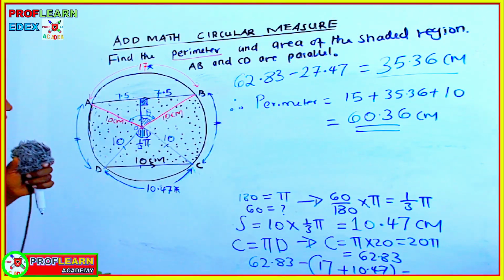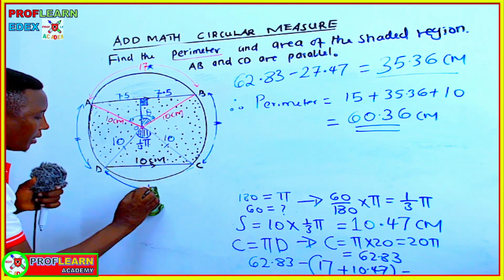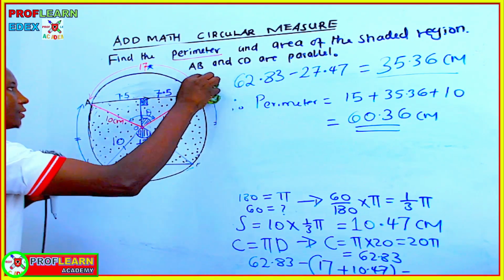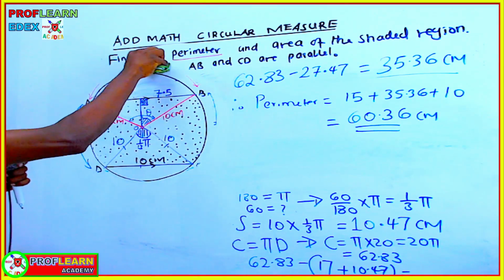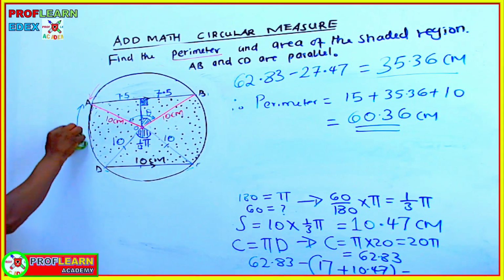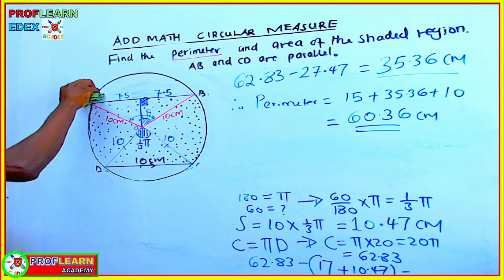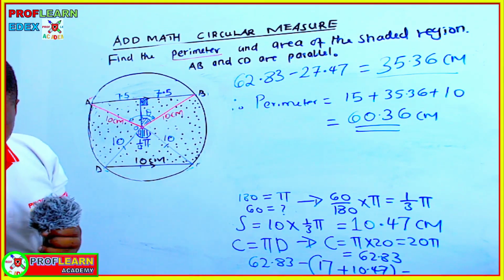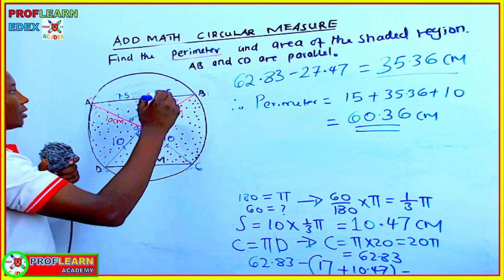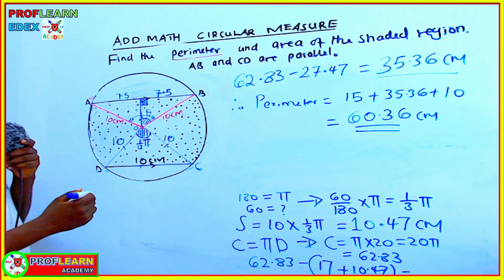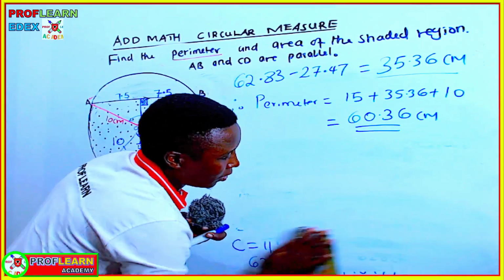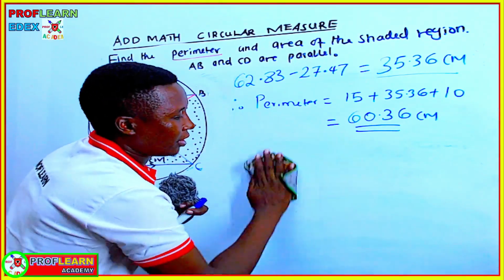Now the next part that we need to do is to work out the area of the shaded part, the area of the shaded region. Let's see what we can do in that case. We have C at this point. What do you think we are going to do in order to work out the area of the shaded part here?